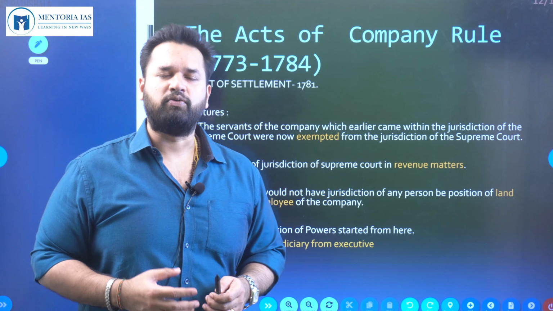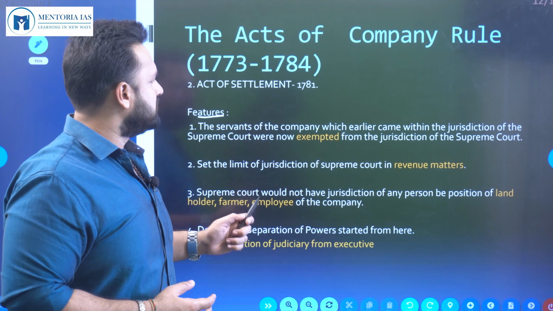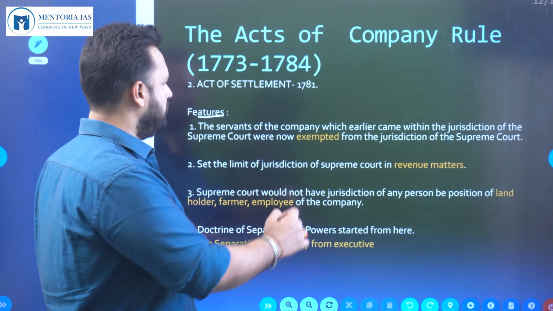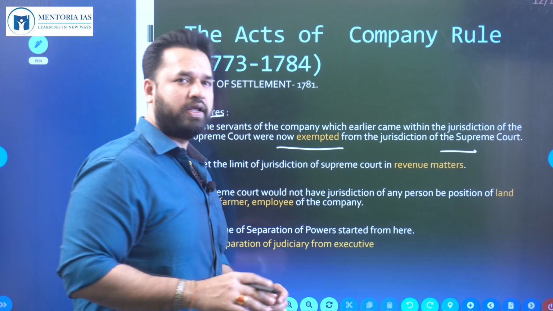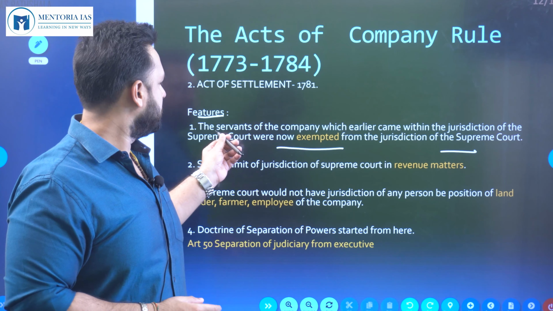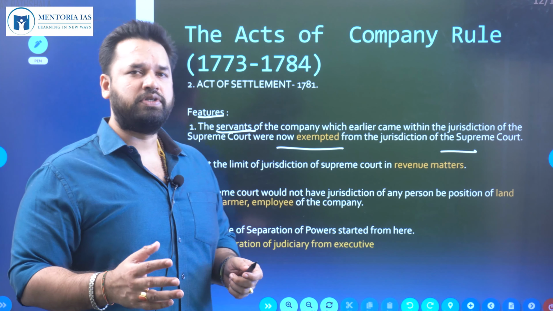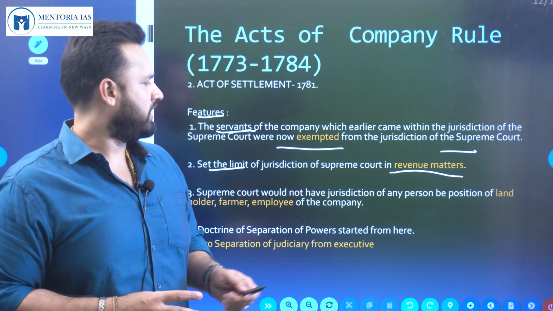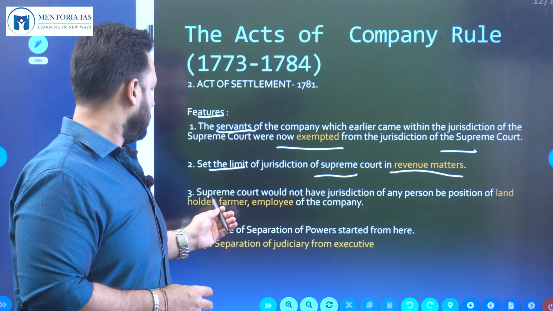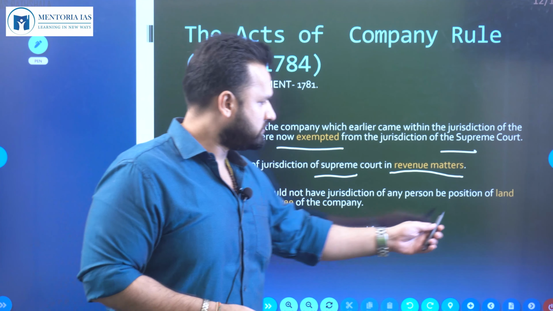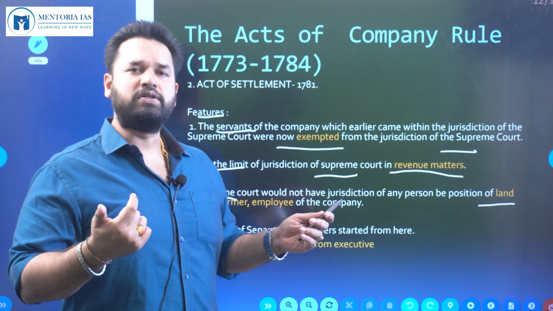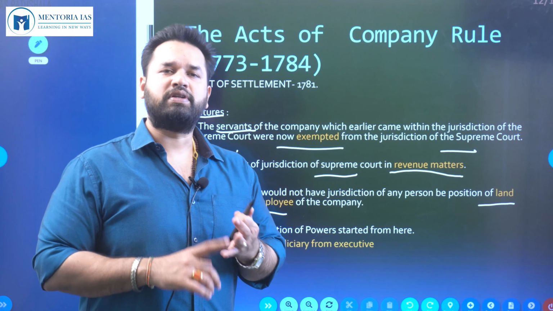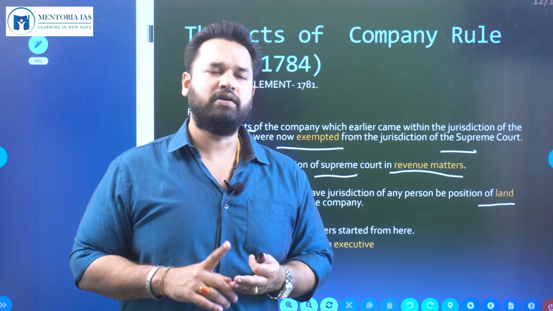Okay, what are the features of this act? What does this act contain? The servants of the company, which earlier came within the jurisdiction of the Supreme Court, were now exempted from the jurisdiction. Supreme Court cannot try the servants of the company. Okay, and it has also reduced the limit of the Supreme Court. How? Supreme Court is now only supposed to look after revenue matters. And the next one was, Supreme Court would not have jurisdiction on landlords. So it will not have jurisdiction on servants of the company, plus landlords and farmers, employees. Farmers, landlords, employees of the company are not supposed to be tried under the Supreme Court.